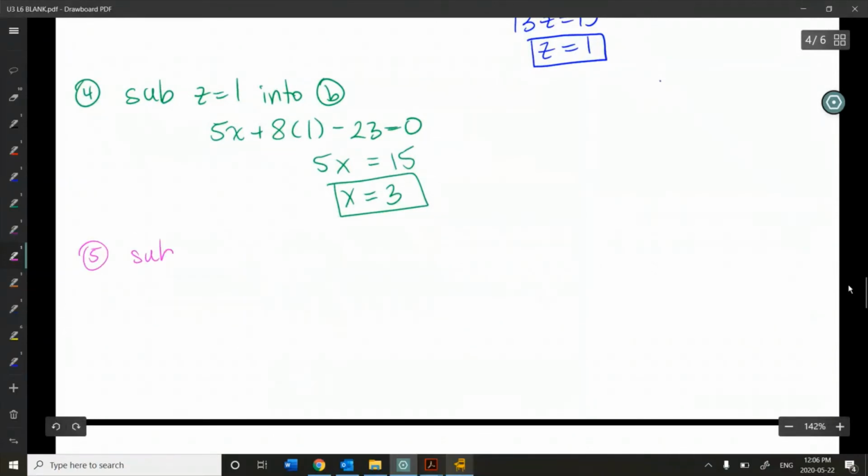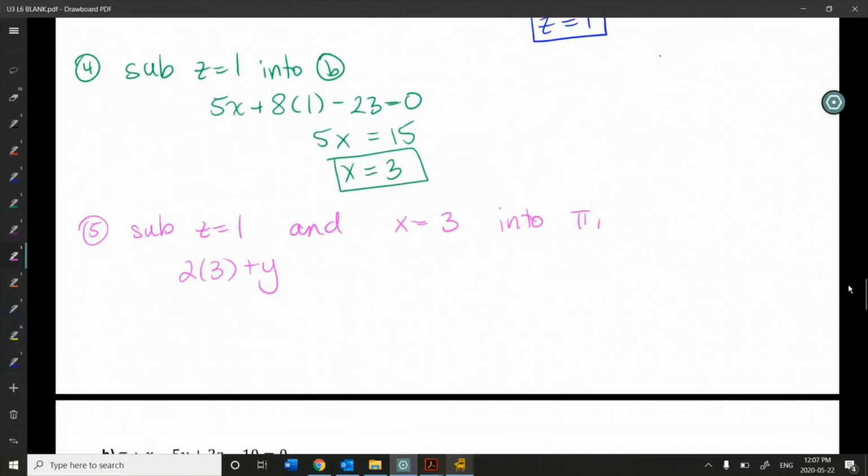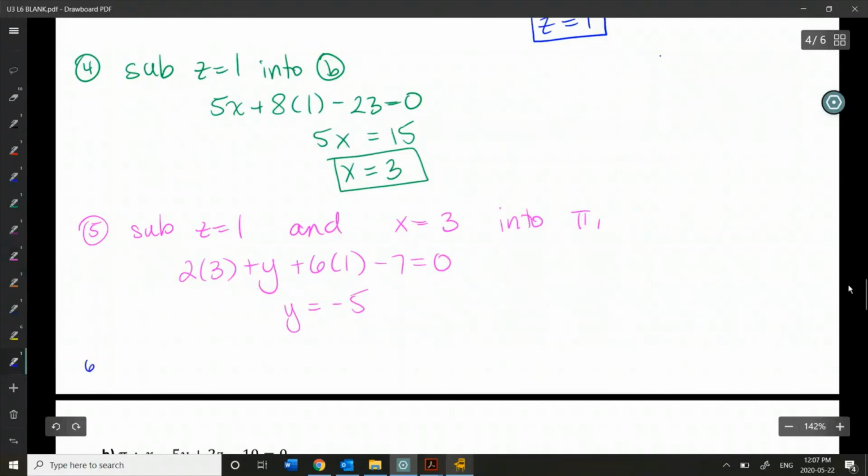So let's go ahead. That will be step 5. We're going to sub z equals 1 and x equals 3 into plane 1. And I think we're getting 12 minus 7, and that gives us 5. When we move it to the other side, we get negative 5. So the final step here is just to state the point of intersection, which is 3, negative 5, 1.